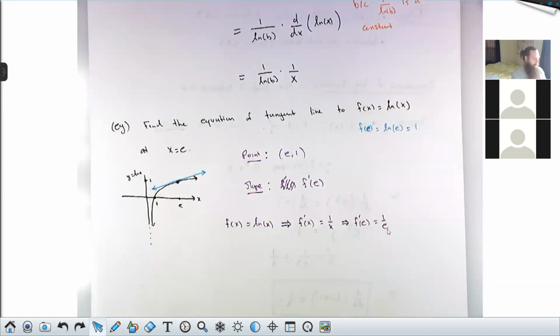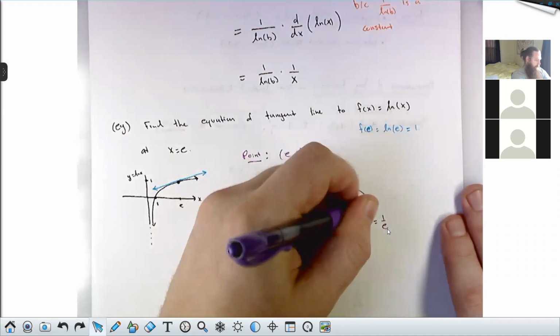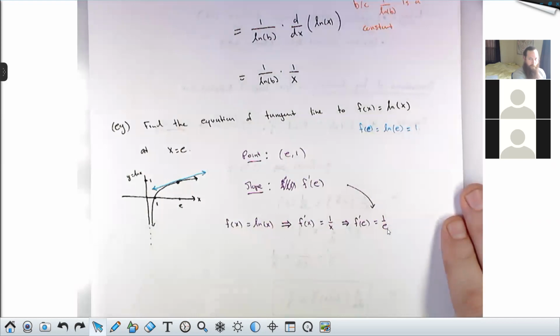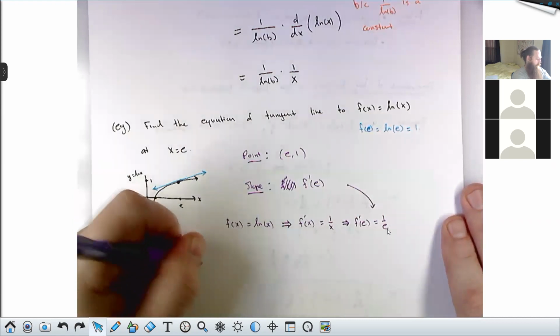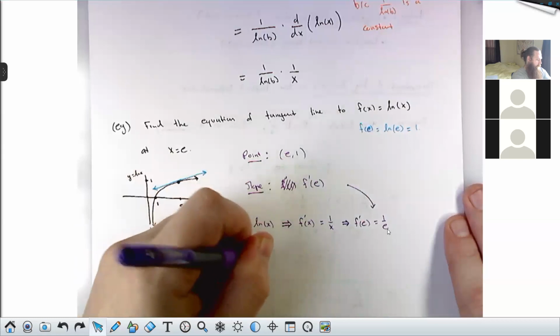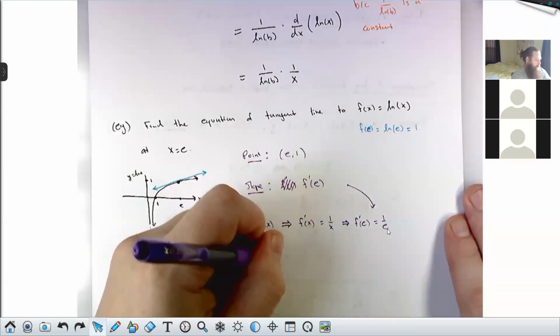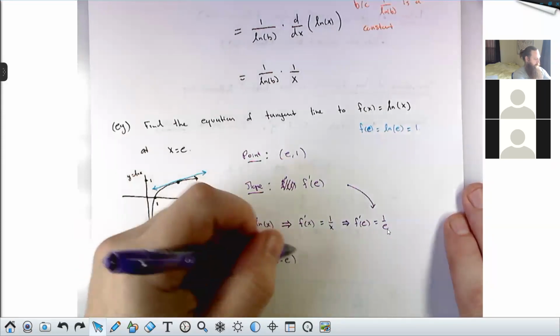So the slope is 1 over e. The point is e comma 1. So the tangent line is y minus 1 equals 1 over e times x minus e. And that's job done.